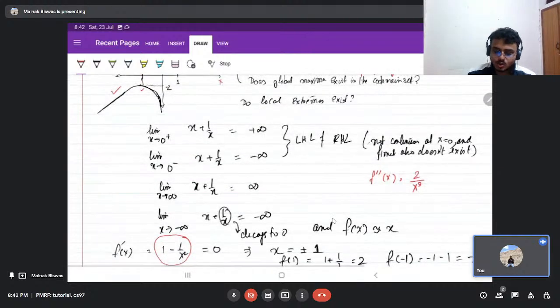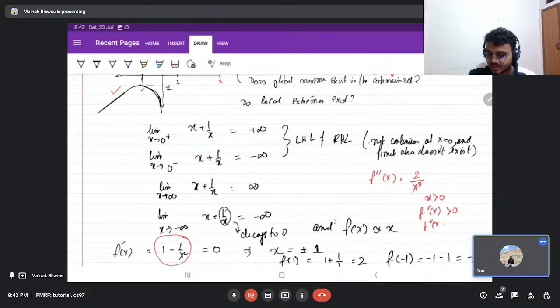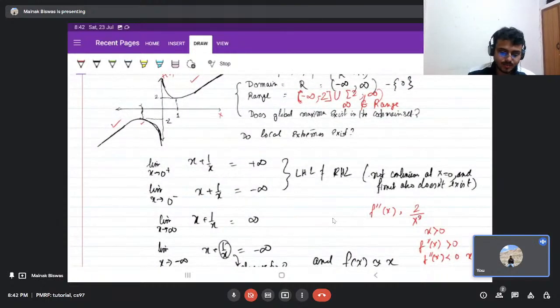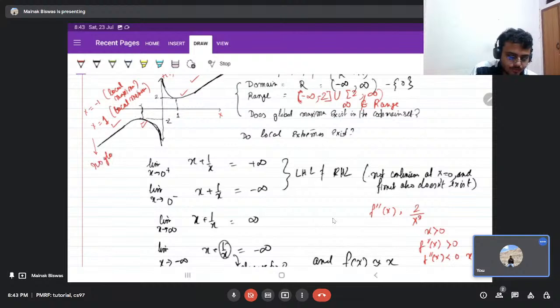So this is 2 by x cube. Given x greater than 0, f double dash x is positive, and f double dash x is less than 0 if x is less than 0. That means for x equal to 1 you have a minima and for x equal to minus 1 you have a maxima. That's what you're seeing. So x equal to minus 1 is a local maxima, and x equal to 1 is a local minima. There is no global minima or maxima.